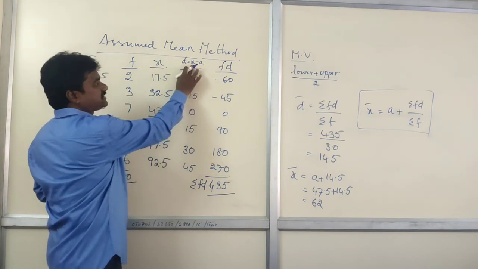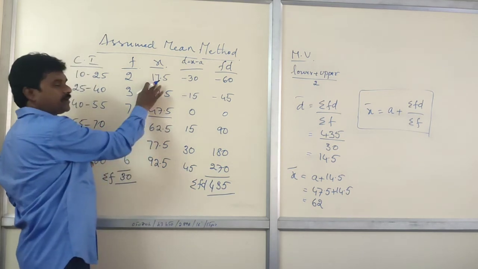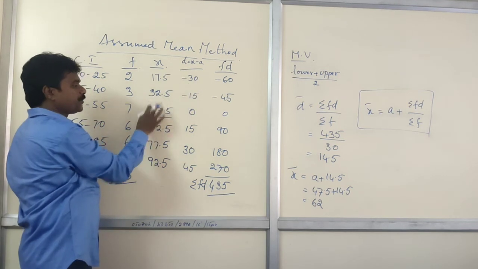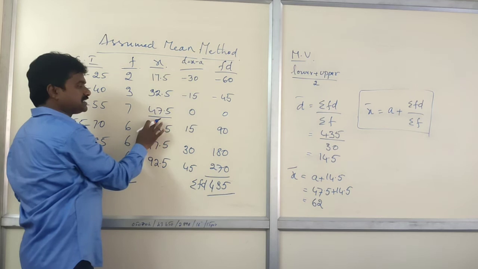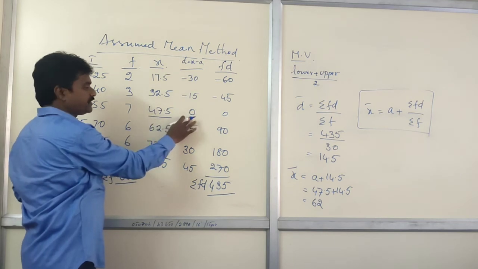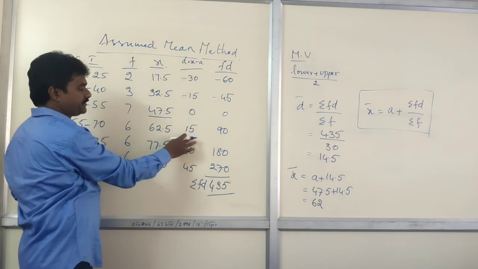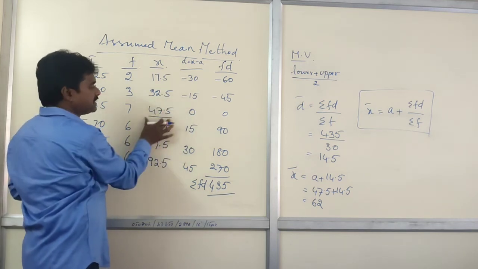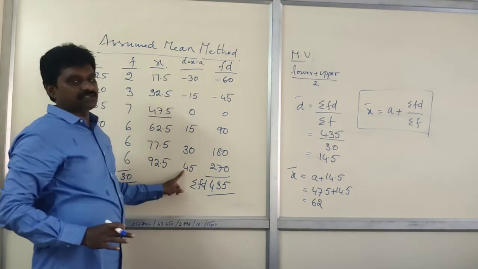From every x you subtract the assumed mean. So from 17.5 I have deducted 47.5, minus 30. 32.5 minus 47.5, minus 15. 47.5 minus 47.5, 0. 62.5 minus 47.5, 15. Like that, from all these x I have subtracted the assumed mean, and that is equal to D, the deviations.